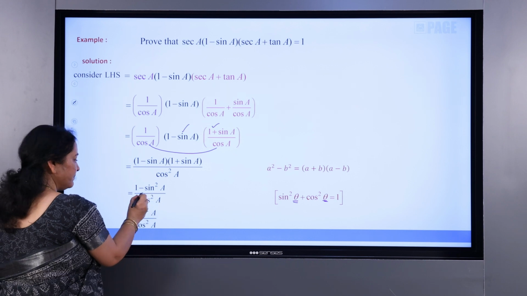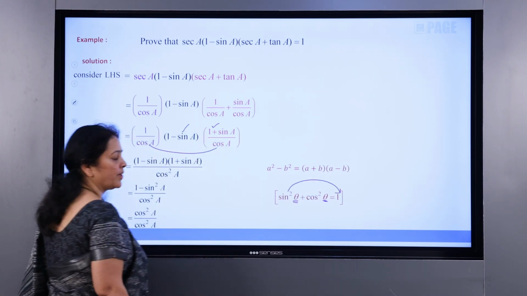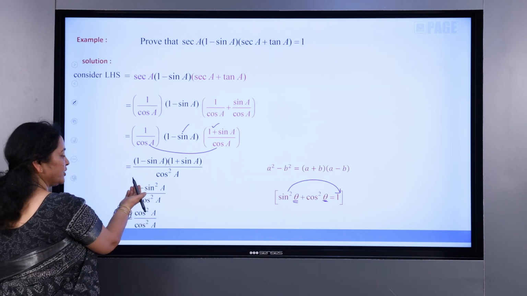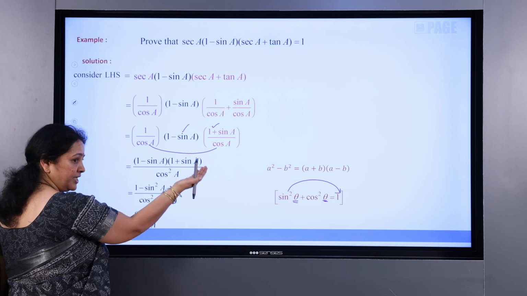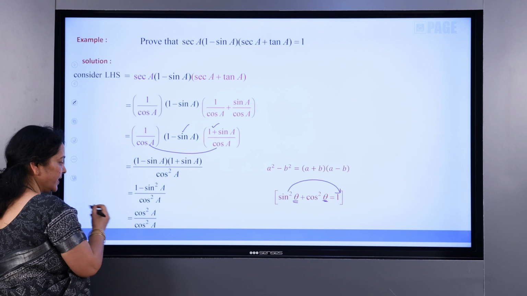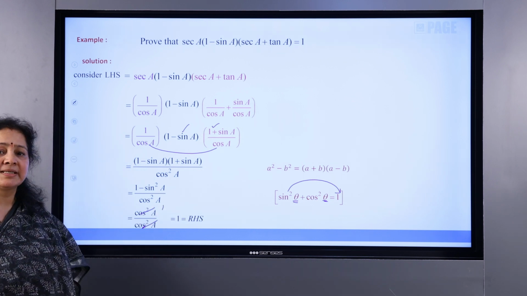So here from this 1 minus sin square A, if I just transpose this here, what do I get? Cos square theta is 1 minus sin square theta. So this is going to be 1 minus sin square A. In the place of theta, we have A. So 1 minus sin square A could be written as cos square A. These two will cancel. We have here 1, which is nothing but the RHS.